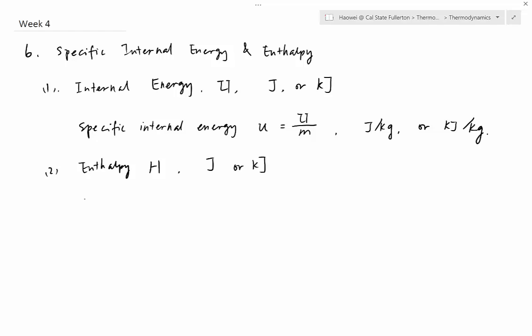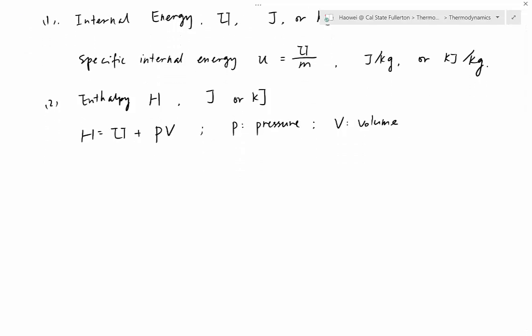Now, what's the definition of enthalpy? The definition of enthalpy, capital H, is equal to internal energy plus PV. Capital U is internal energy, P is pressure, and V is volume. Be careful because V here does not stand for velocity. V here is volume.